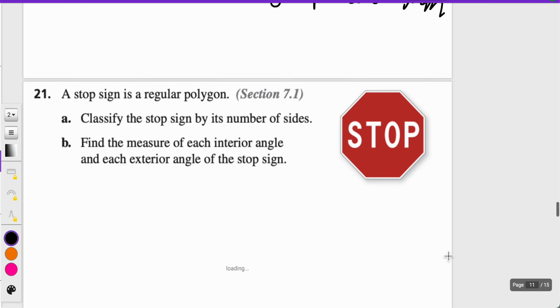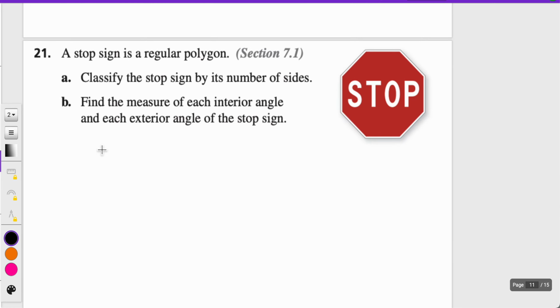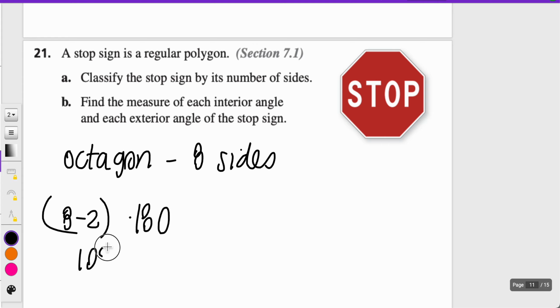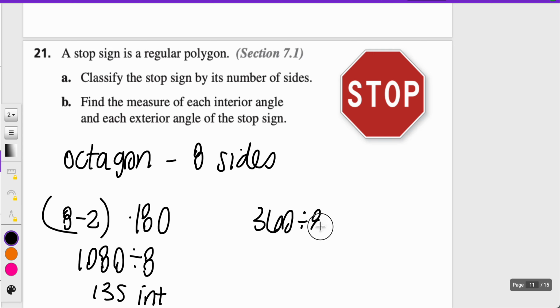Okay, one more question. A stop sign is a regular polygon. This stop sign is an octagon because it has 8 sides. And then for each interior and exterior angle, this would be 8 minus 2 times 180. So 6 times 180 gives me 1080. Dividing by 8 gives me 135 for the interior. For the exterior, just 360 divided by 8 gives me 45.